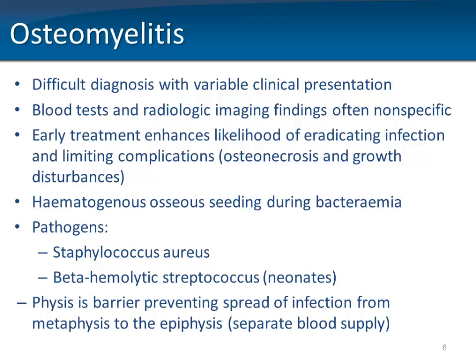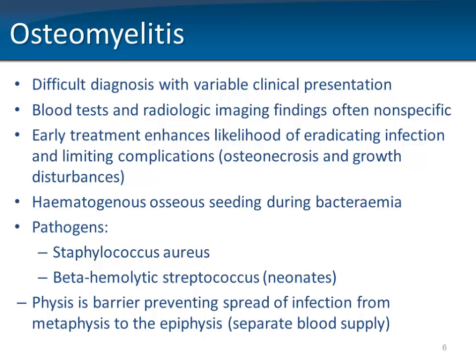The diagnosis can be difficult because the presentation is highly variable. Blood tests and radiological imaging findings are often non-specific. However, early treatment is important because it enhances the likelihood of eradicating the infection and limiting complications such as osteonecrosis and growth disturbances. Spread is hematogenous, and pathogens that we frequently encounter are Staphylococcus aureus and beta-hemolytic streptococcus, especially in neonates. And I see that I forgot to add Salmonella species, which we see quite often in sickle cell patients.